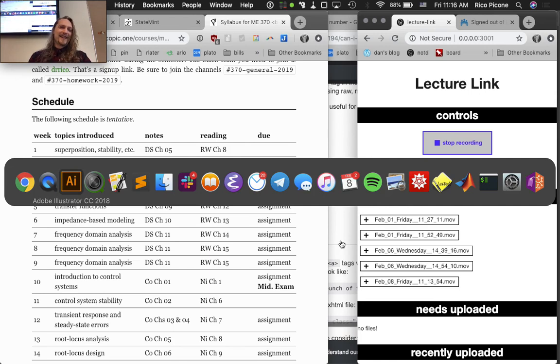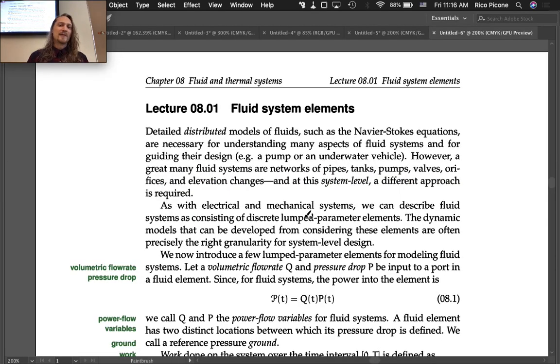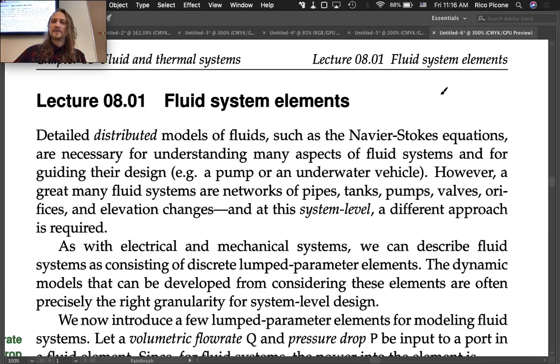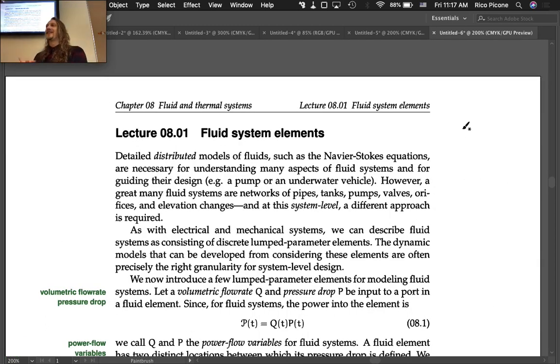Okay. On that very light-hearted note, let's start with lecture 8.1, fluid system elements. So, you may have noticed that you have a whole class on fluids, and you might be like, maybe it just needed to be one lecture, right? Why are we doing a whole class on it? We're going to cover that in this course in one lecture. Well, I'll try to explain why there's a disparity there.